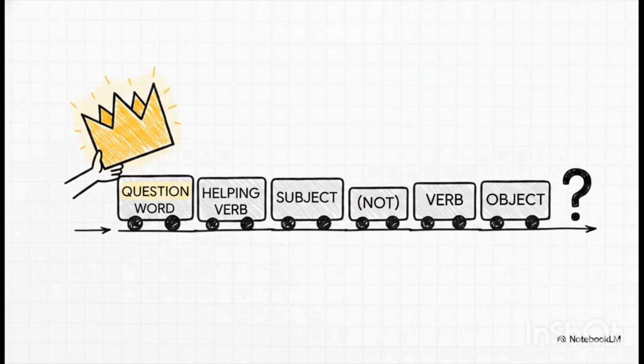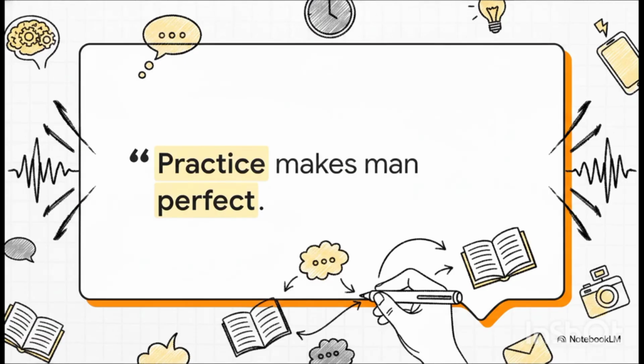Now, moving to a type 2 question, it follows the exact same structure as type 1. The only real difference here is that the specific question word, your when, where, why, or how, leads the entire pack. It goes at the absolute front, immediately followed by your helping verb, subject, verb, and object. So really, once you memorize that type 1 flip we just talked about, type 2 is incredibly easy to build. As the old saying goes, practice makes a man perfect.